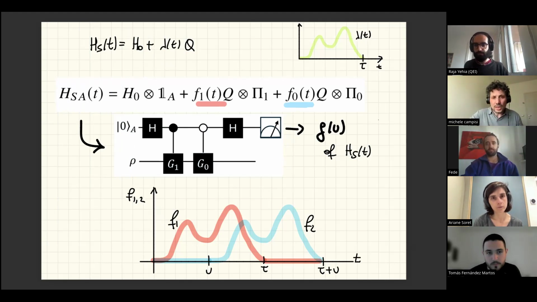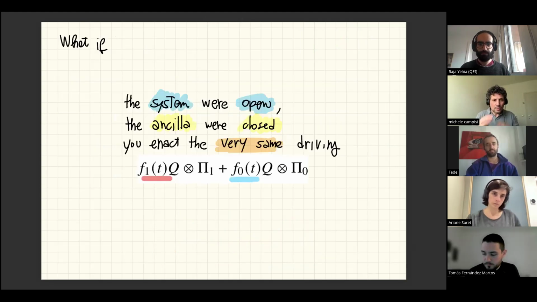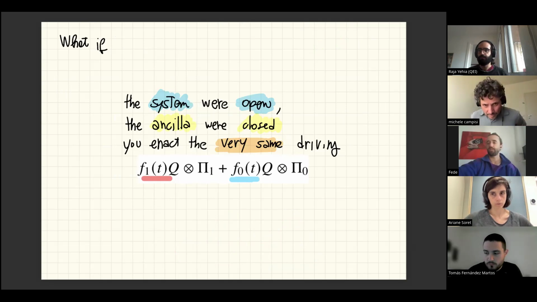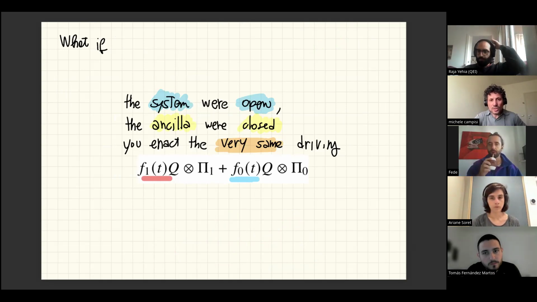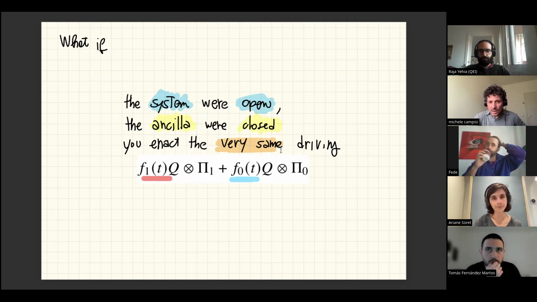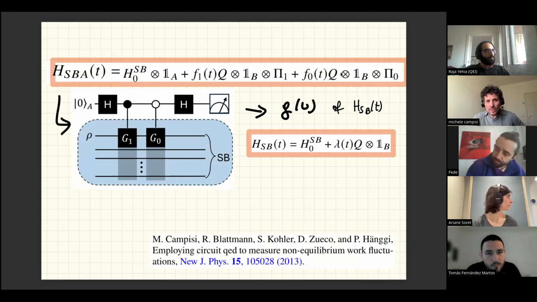So let's now move to the open quantum system case. So what if you do this procedure, but your system was open? Okay, so the ancilla were closed, and you enact the very same driving, which I've just described. But imagine that your system is not closed; it's open. And the ancilla is not in contact with the bath. So if you do exactly the same operations in the lab, the Hamiltonian that would describe the dynamics would now be this guy here on top of the slide.